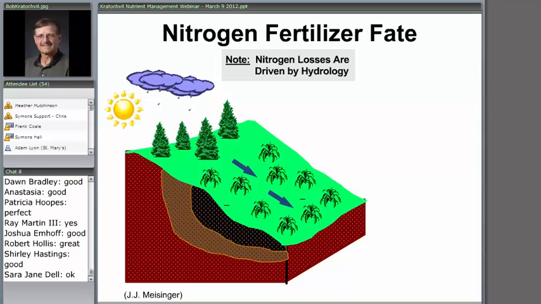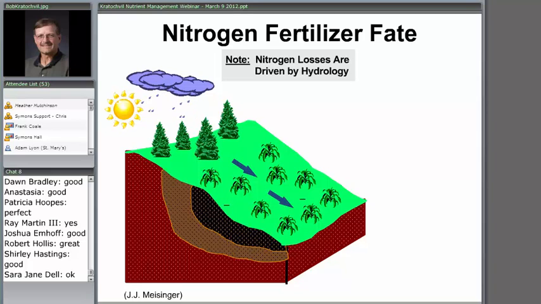Right, this is a slide that I like to use a lot. I've borrowed it from Jack Meisinger, and what it essentially shows you as we walk through it will be the fate of fertilizer nitrogen when it's applied to our fields. Now what we have here is a landscape, and our landscapes across Maryland can vary from relatively flat to, in some cases, quite sloped.